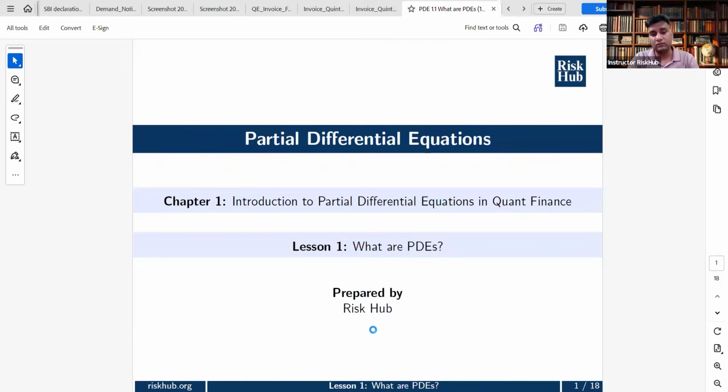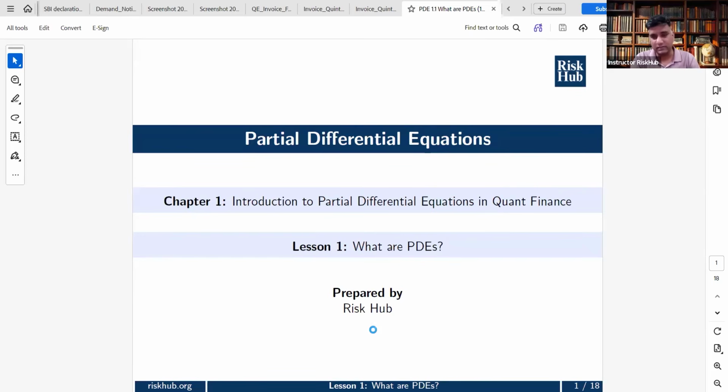Okay. So now we are starting with a new topic, which is called partial differential equations. This is the first chapter. The chapter name is Introduction to Partial Differential Equations in Quant Finance, also called PDE. And lesson one is about what PDEs are, right?